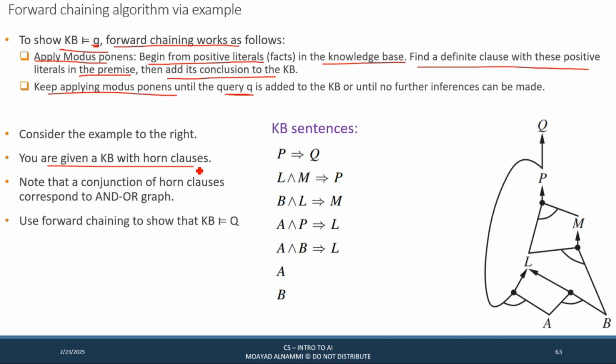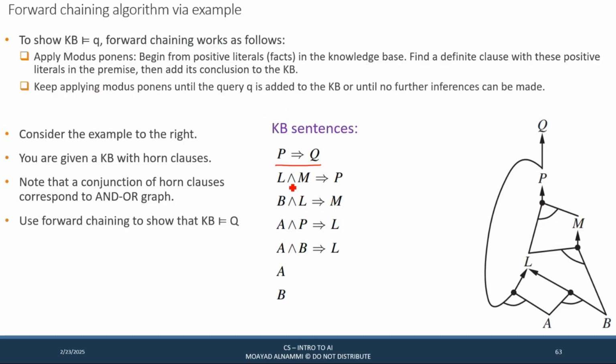You are given a KB with Horn clauses. This is an example of a knowledge base that contains Horn clauses, right? This is a Horn clause, a Horn clause, a Horn clause, a Horn clause, a Horn clause. This is also considered a Horn clause as well. It's just that it doesn't have any premise. Another name we also call these is the base facts in your knowledge base, because they just contain facts.